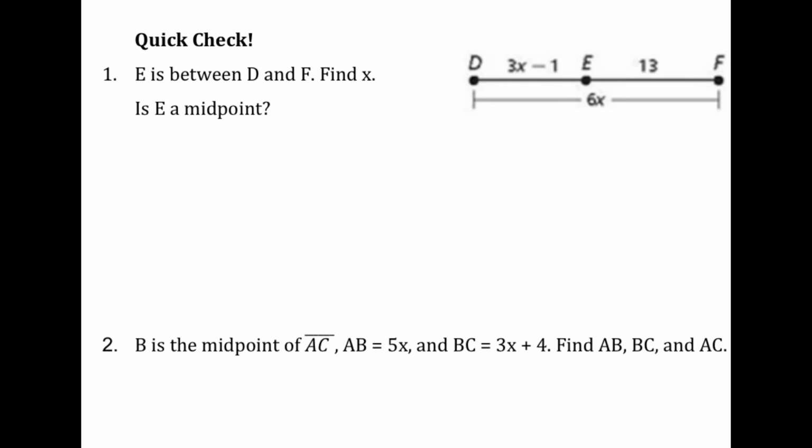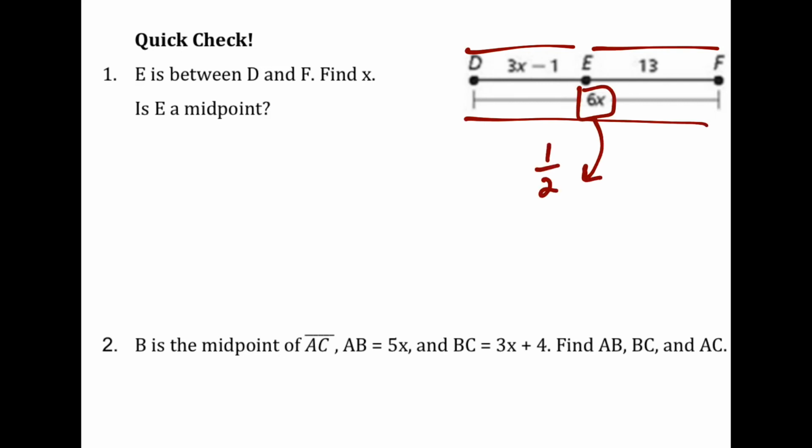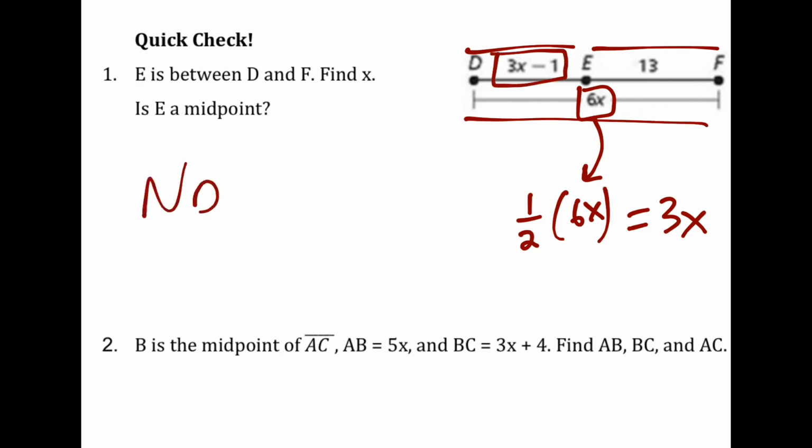So let's do a quick check. Can we tell if E is a midpoint here? Well, since we have DE and EF adding up to the whole thing, if that was true, we could take 1/2 of the total length, which is 6x, and that's what we'd see on both sides. 3x on the left, 3x on the right. Do we see 3x here? No, it's not a midpoint.